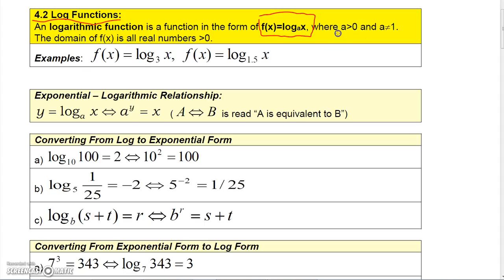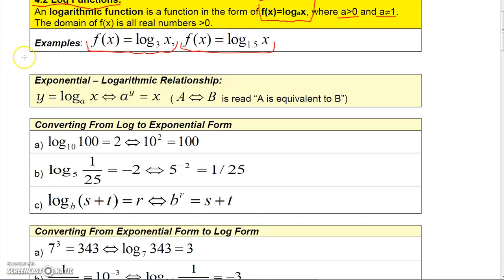Now, the base has to be greater than 0 and it cannot equal 1, so it's similar to the base of exponential functions as far as what the values can be. The domain of your log function is all positive real numbers, or all real numbers greater than 0. Some examples of logs would be f of x equals the log of x base 3, and f of x equals the log of x base 1.5. And of course you could have a lot of different logs.